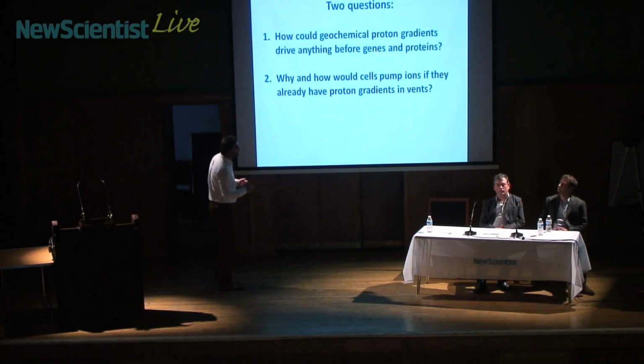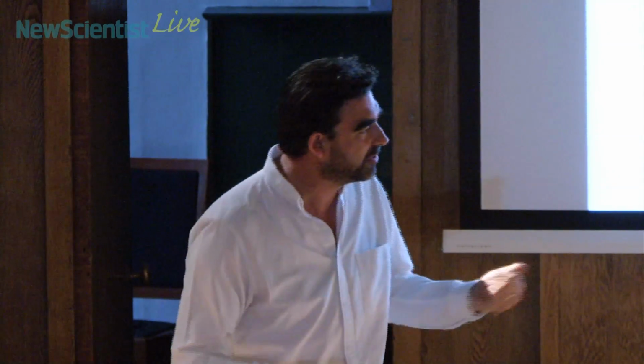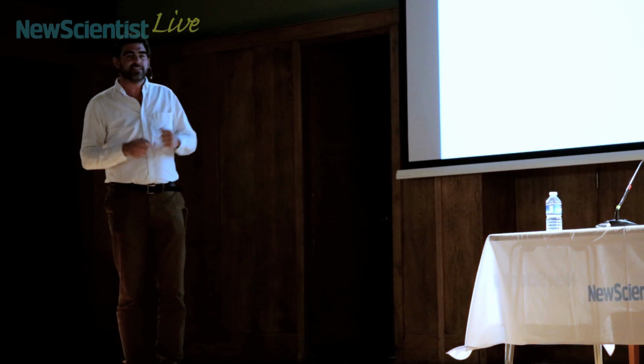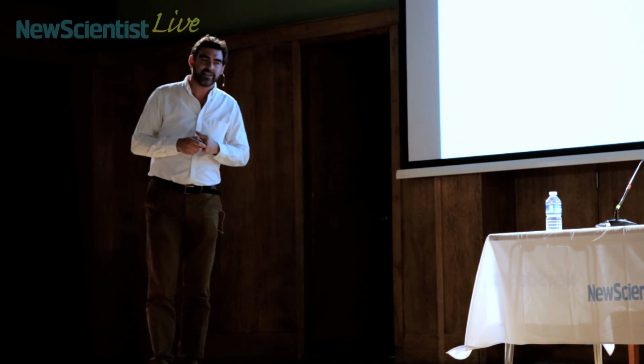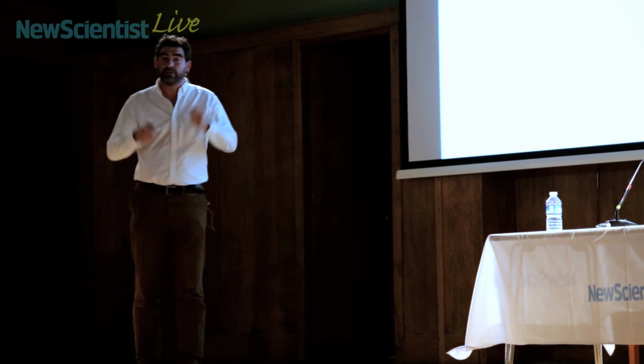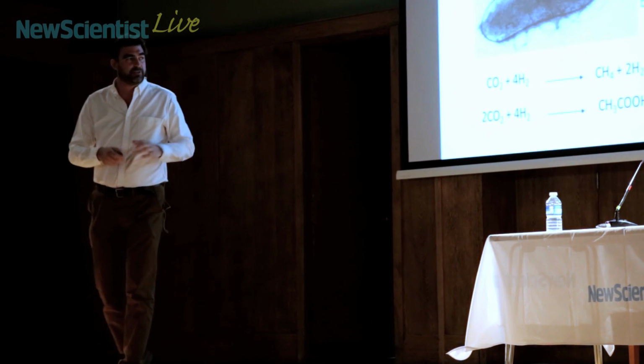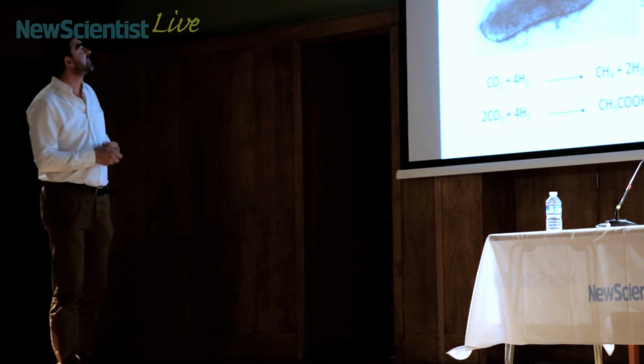And the second question is, cutting forward, I'm going to skip all the bit that Matt will talk about later on. But if we do end up with cells in this system relying on the natural proton gradients, why on earth would they start to pump their own protons when they've got the natural ones there already? So I'll talk briefly through the first question in a little more detail on the second one.